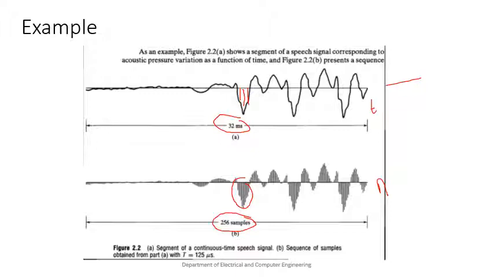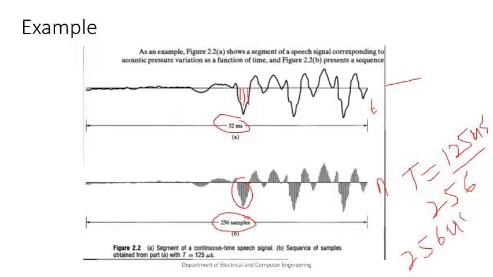So if you see here, segment of continuous time, sequence of samples obtained, T is equal to what? T is equal to 125 microsecond. So we know that if time is this and samples are 256, if you multiply 125 microsecond with 256, what are you going to get? You are going to get 32 millisecond.